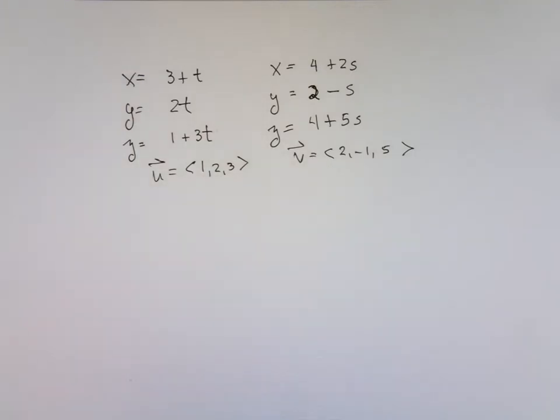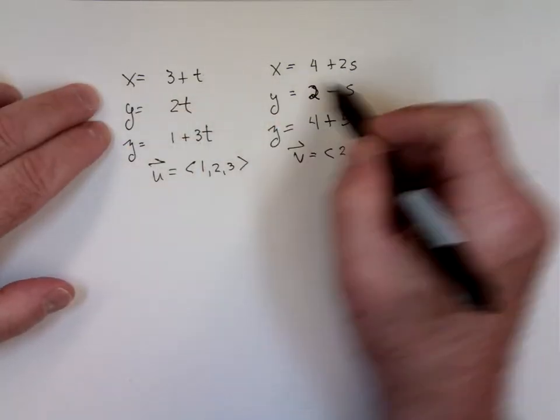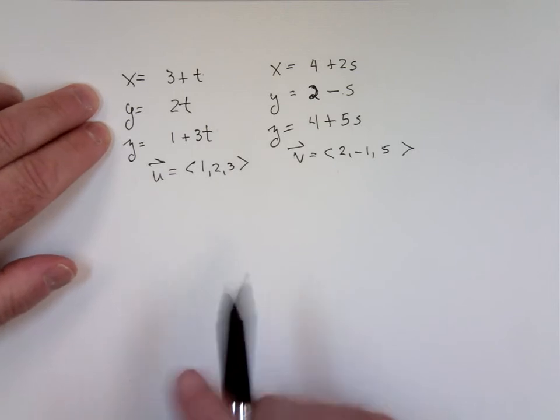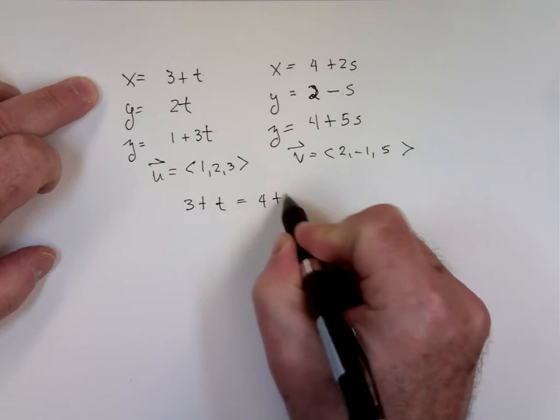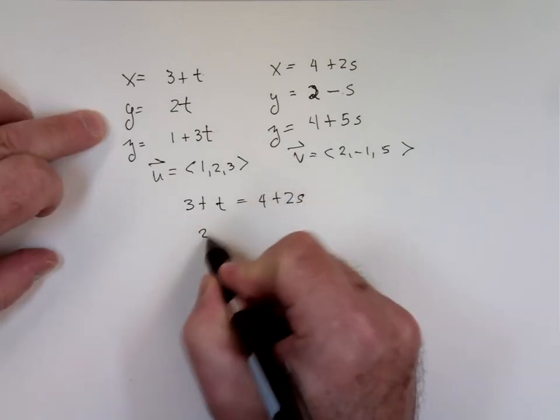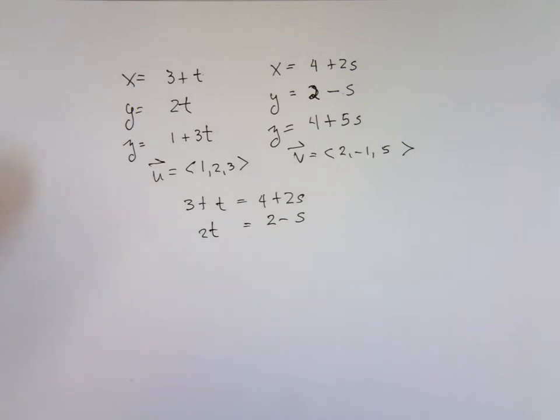This is what you do. You find out for what values of t and s the x and y are the same. So you set the x's equal, and you set the y's equal. You find the t and s that cause the x's and y's to be the same. And then you see at that t and for that s, are the z's the same as well? If they are, the lines intersect at that point. If they're not, they're skew lines.